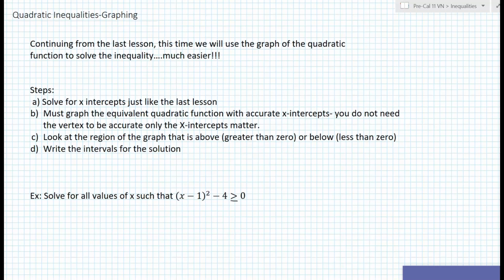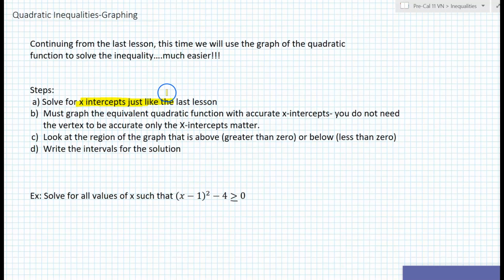All right, so now we are going to look at quadratic inequalities, the second method of solving quadratic inequalities, but this time using the graphing method, which is much easier, and you're going to appreciate this way better. The steps for this: the first thing we have to do is look at the x-intercepts. That's the first thing we have to do. This is a crucial part. X-intercepts, you still have to do it the same as what we did in the last lesson, okay?